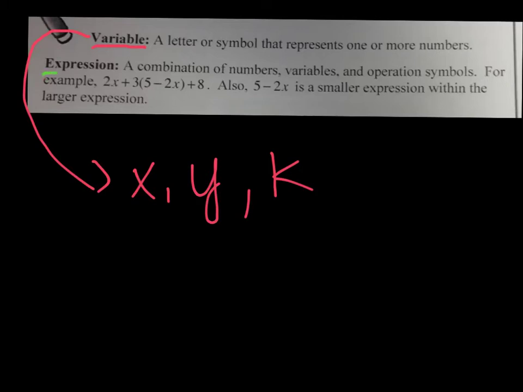Okay, the second word is an expression, and let's read through this definition. An expression is a combination of numbers, variables, and symbols. So it has all of those. For example, this would be an expression: 2x plus 3 times (5 minus 2x) plus 8. That would be an expression because it has more than one term together. This would also be an expression, 5 minus 2x. It has more than one term together. Again, an expression could be something like 4x plus 8. It's an expression because it has more than one term and it has an operational symbol.